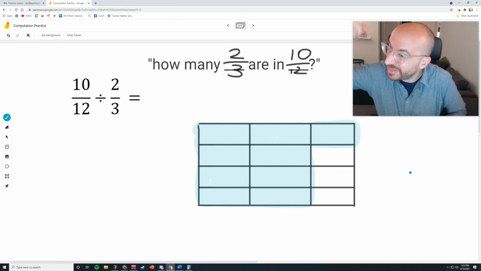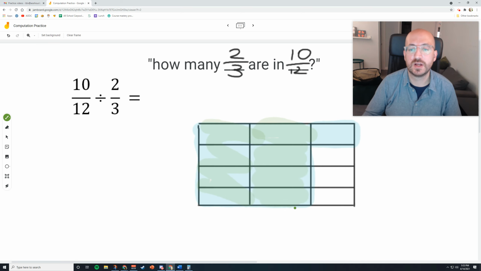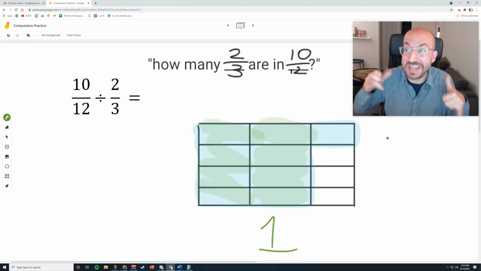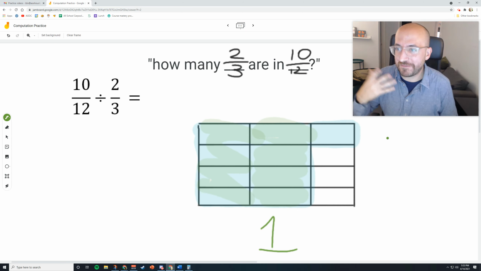How many 2/3 are in here? Now check this out. 2/3. Well, I see 1, 2, 3 columns. Here's 1/3, 2/3. How many 2/3 are in 10 12ths? I know there's one, and then a piece of it. So how much is this? What fraction would it be?